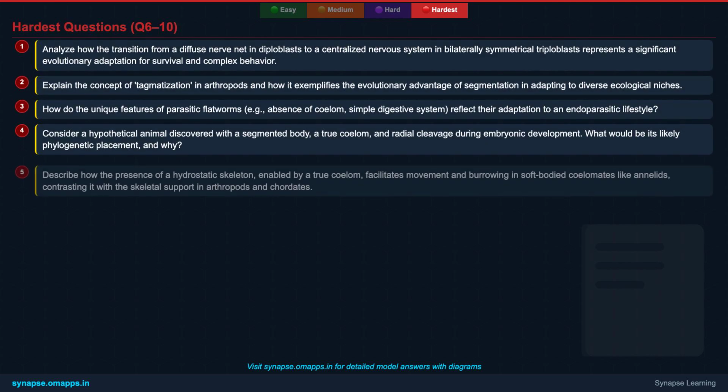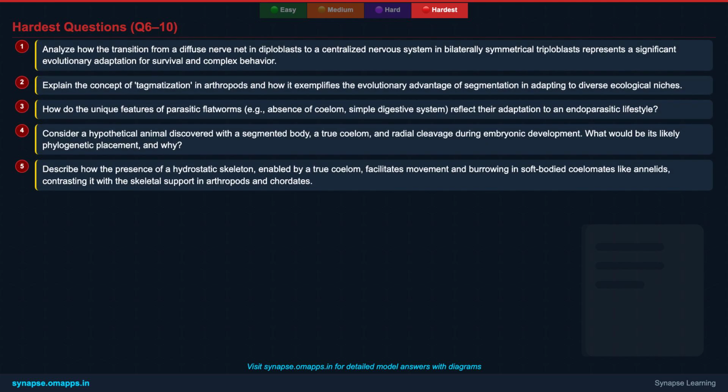Continuing with our hardest level challenge, here are the remaining 5 questions. These delve into advanced topics like the impact of molecular systematics, the evolution of the nervous system, the concept of tagmatization in arthropods, and how parasitic adaptations manifest in body plans. You'll also be asked to phylogenetically place a hypothetical animal based on a unique combination of features and describe the functional implications of a hydrostatic skeleton versus other forms of skeletal support. These questions are designed to push your analytical skills and solidify your competitive edge.